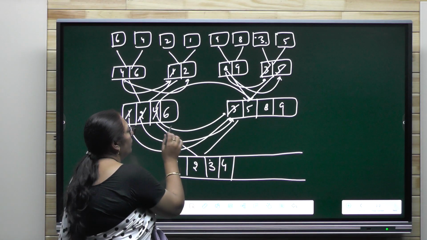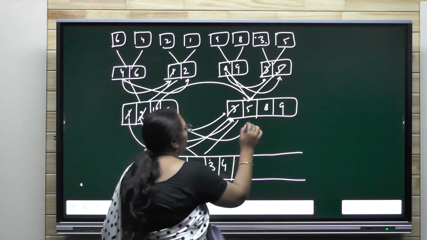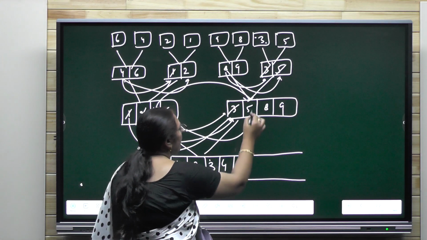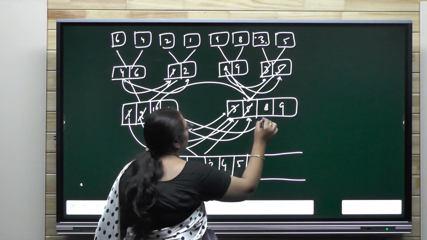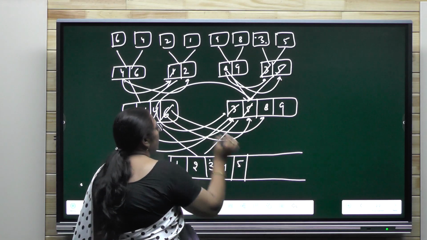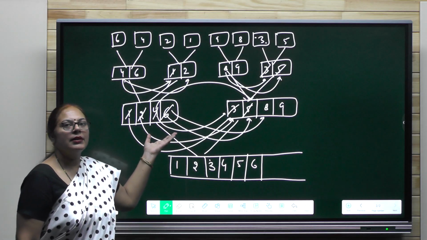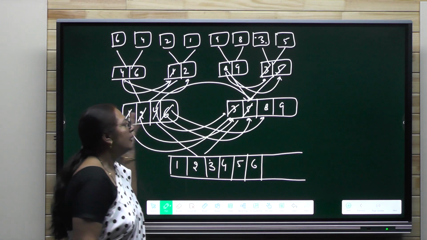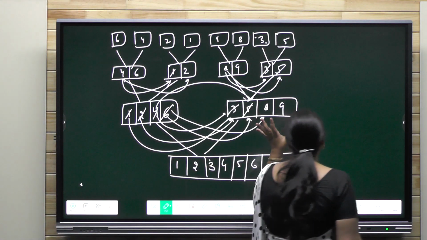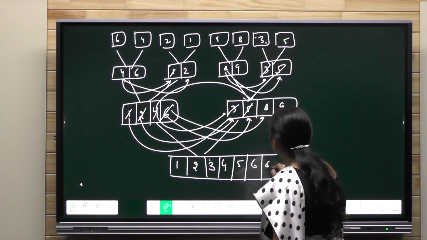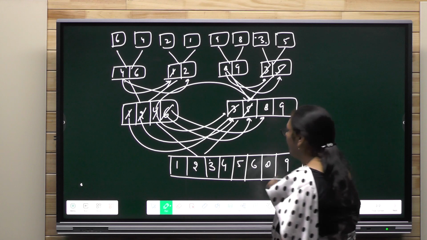Now 4 has come from here. Now the 6 will be compared with 5. So 5 is less, so 5 will take the position. Now 6 is compared with 8. 6 is less, so 6 will take the position. Now this sub-array's elements are exhausted, the list is empty. That means we can take the rest of the elements from the sub-array as they are. No need of comparing because these are already in sorted order.